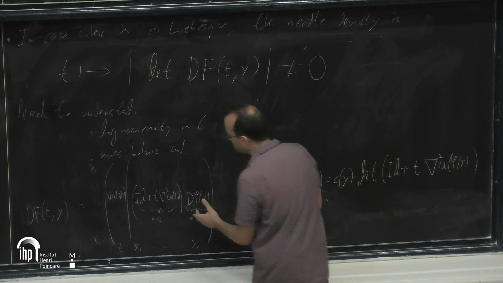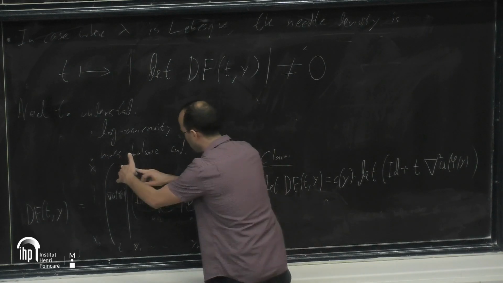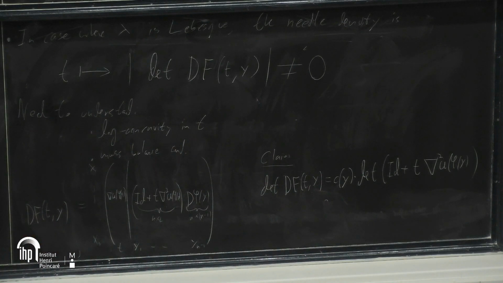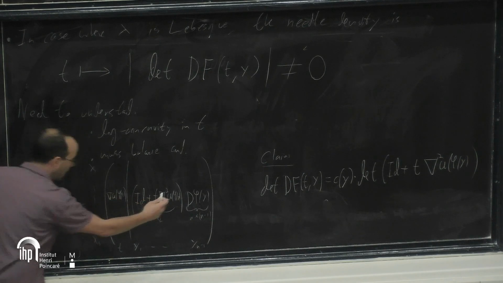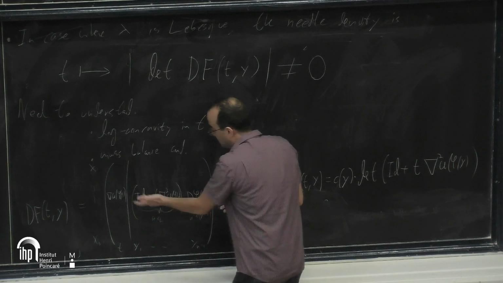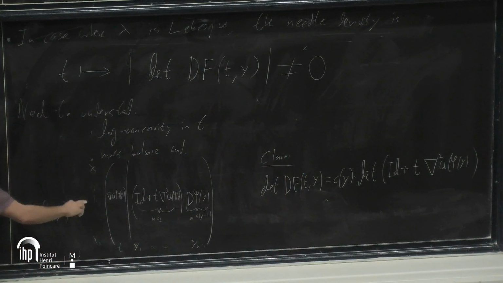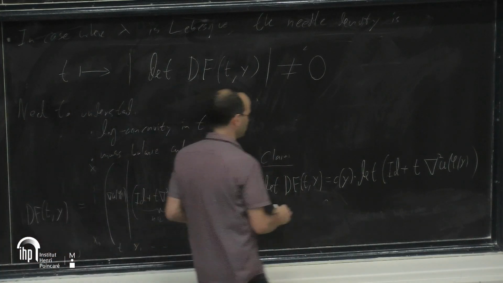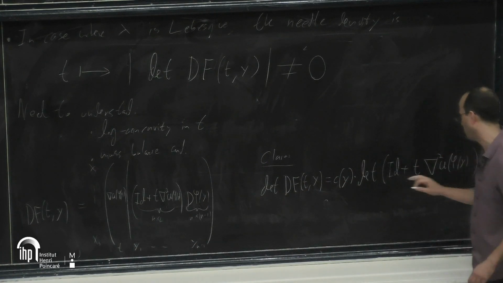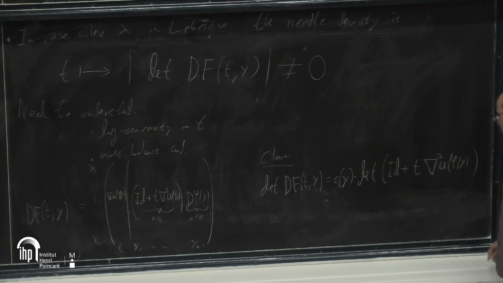Therefore, when you compute this determinant, you have 1 times this big minor here, and this big minor would be everything in the Hessian times some matrix depending on y. So what you would get is the identity plus t times this Hessian. Maybe you want to do it yourself, but let me claim this.